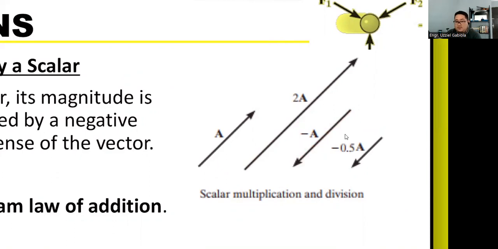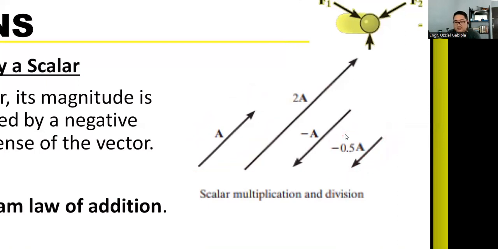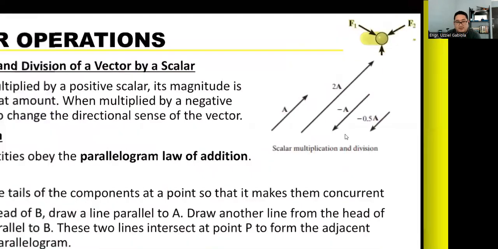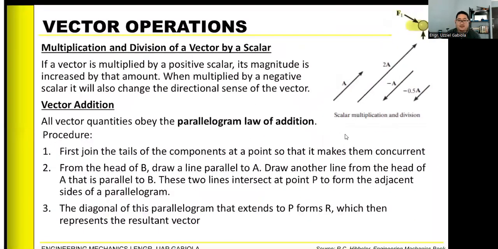Then when we multiply by a smaller scalar, like negative 0.5, as you can see, its length became half, which signifies that this length is much smaller and different in direction from the first vector. Okay? So that is scalar multiplication and division for a vector. Next, we have vector addition.